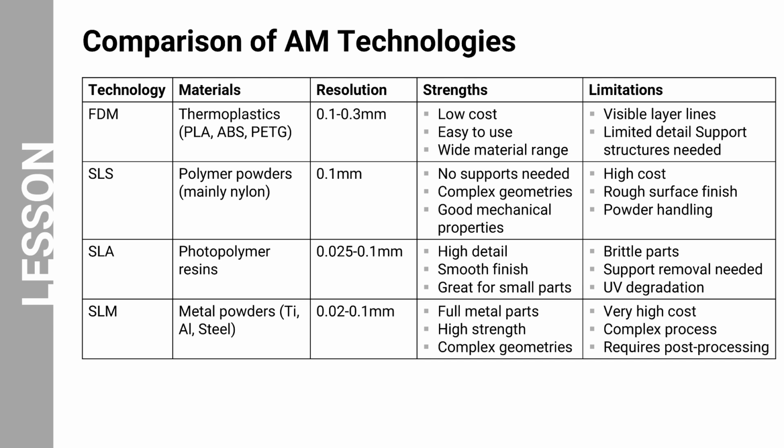SLA utilizes photopolymer resins to achieve high detail and smooth finishes, but produces relatively brittle parts. SLM processes metal powders with a resolution of around 0.02 to 0.1 millimeter to create strong, complex metal parts, but involves high costs and complex post-processing requirements. Each technology's choice depends on specific application needs, balancing factors like material properties, resolution, cost, and finish quality.